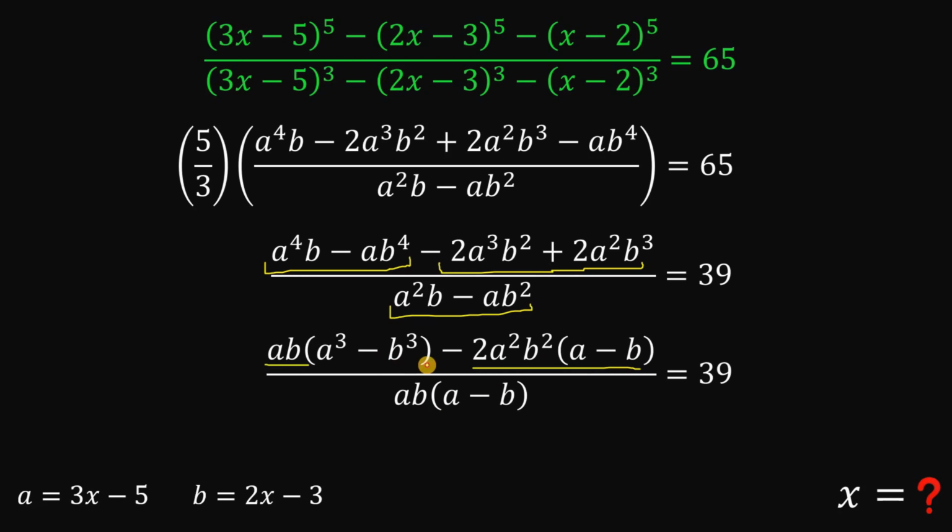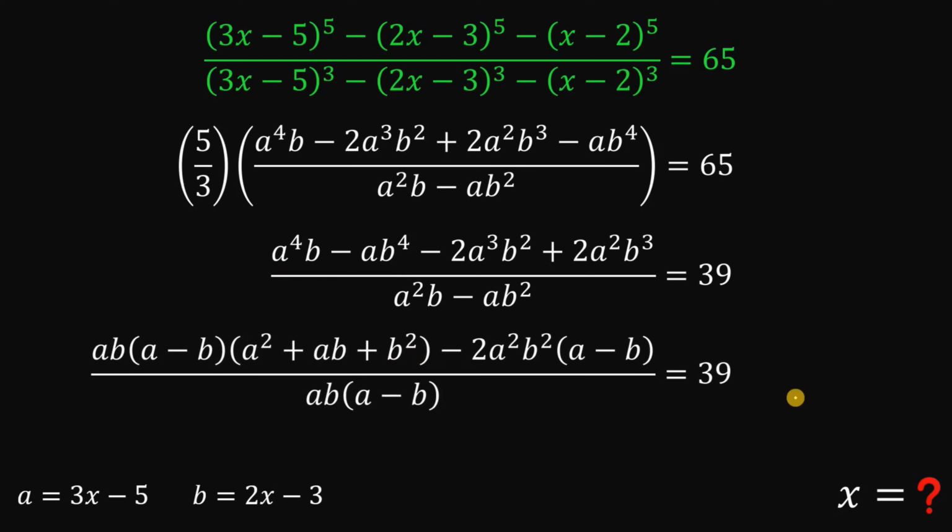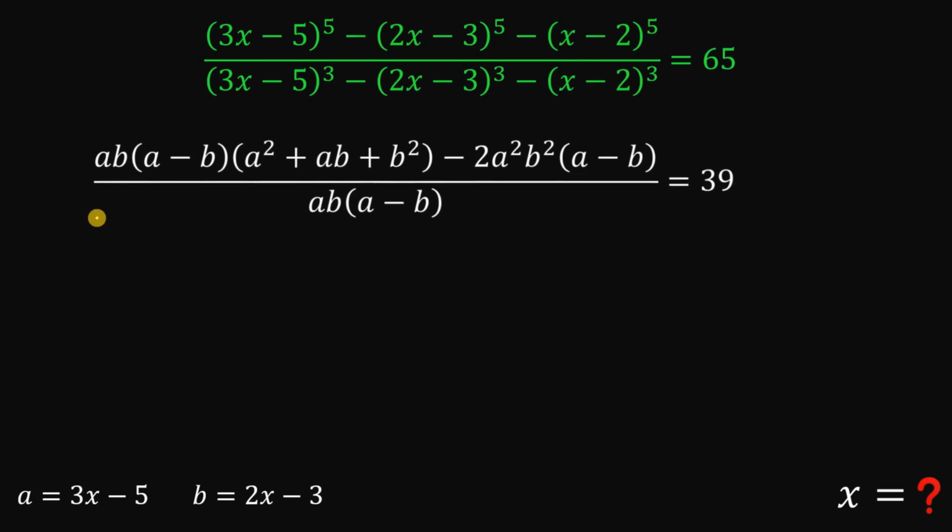But on this term, we don't have a factor of a minus b. But here's the identity for a cubed minus b cubed. This is the difference of two cubes, and we can factor this out nicely as a minus b multiplied by a squared plus ab plus b squared. So we can replace this a cubed minus b cubed with its equivalent like this. And now, let's focus on this because we can now simplify our equation.